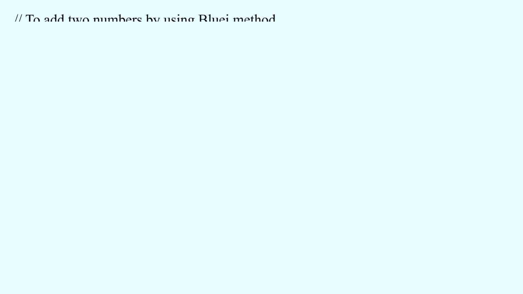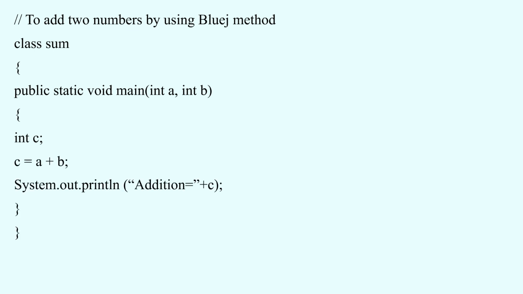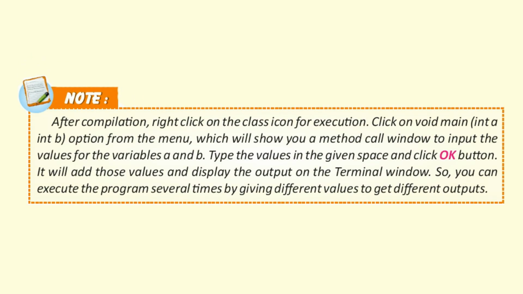To add two numbers by using BlueJ method: class sum, public static void main, int a, int b, int c, c equals a plus b, System.out.println addition is equal to plus c. Note: after compilation, right-click on the class icon for execution.